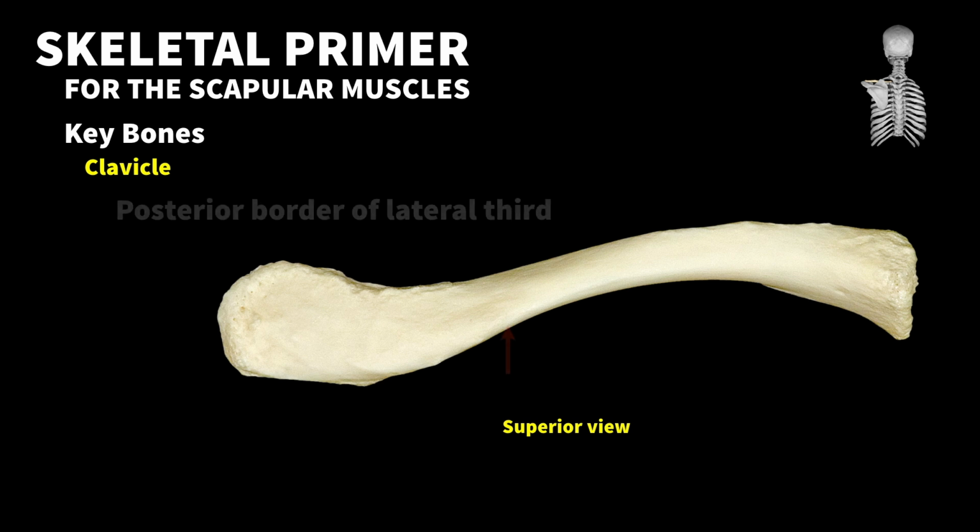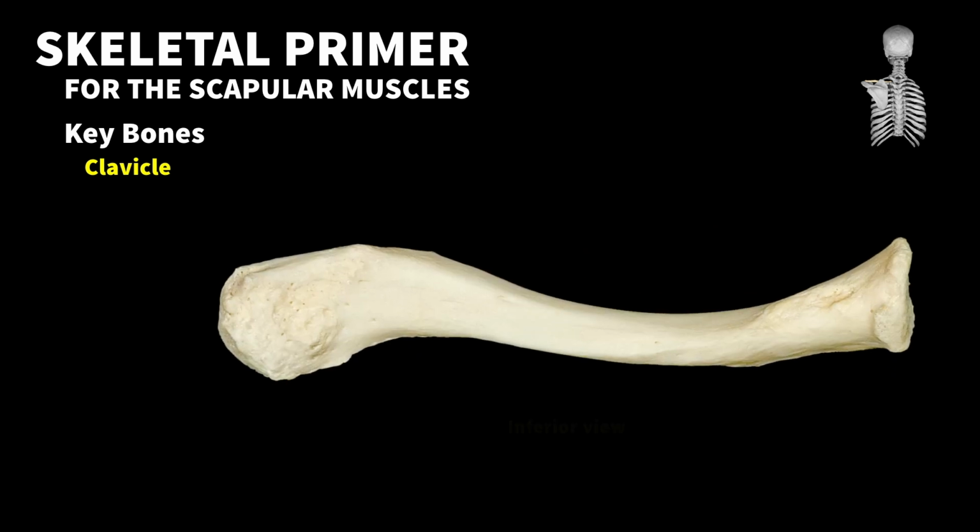One to the posterior surface of the lateral third of the bone, seen from a superior view here. To see the other attachment landmark, we need to turn the bone over and look at its inferior surface. The inferior surface of the shaft of the bone is the site of the final muscle attachment.